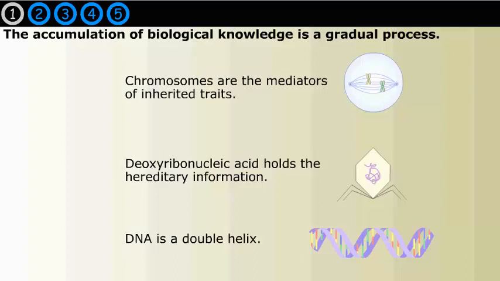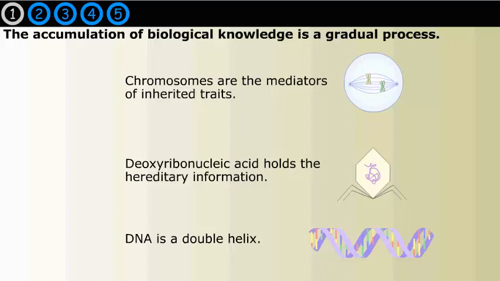Like learning math, the accumulation of biological knowledge by researchers is also a gradual process. Biologists use information from previous experiments as a foundation for future discoveries. The steps in the discovery that DNA is the genetic material and the experiments used to determine the three-dimensional structure of DNA are perfect examples of the process of biological discovery.